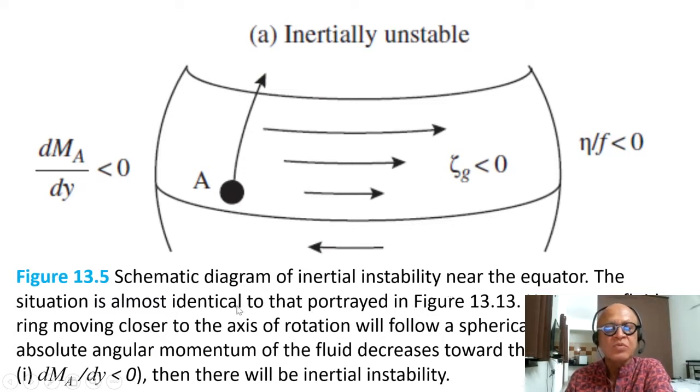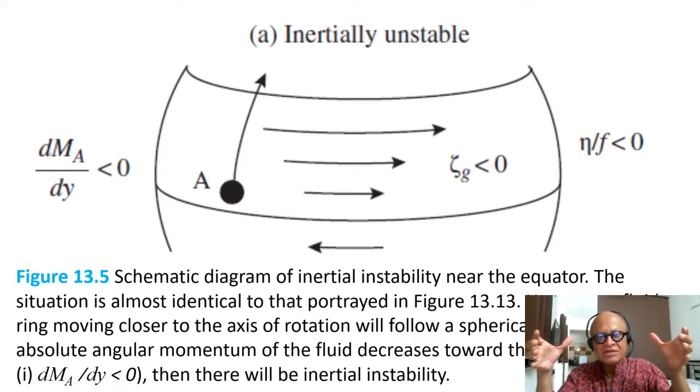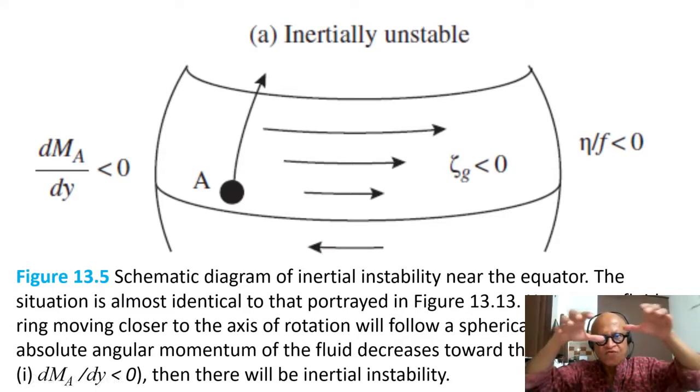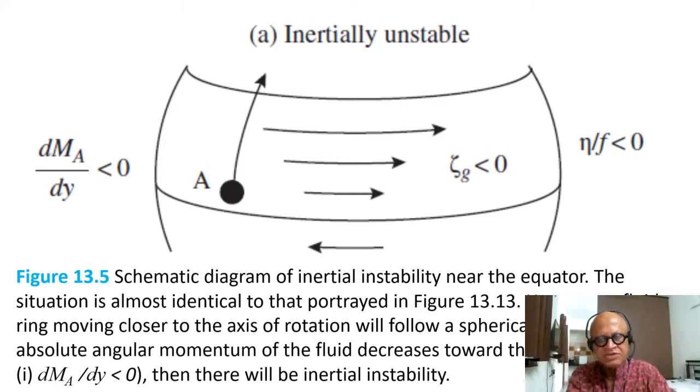So these three figures we will look at: a schematic diagram of inertial instability near the equator. The situation is almost identical to that portrayed in figure 13.3 that we will see. However, a fluid ring moving, so we are looking at two cylinders, the fluid ring moving closer to the axis of rotation. So as you go to higher latitudes, there we are looking at constant radius cylinders. Here, as you move away from the equator, because we are on a sphere, you are reducing the distance from the axis of rotation, obviously. Radius decreases. So this will follow a spherical path.